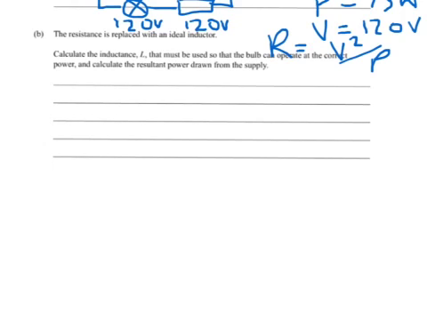So B, we've got the resistance replaced, this time with an ideal inductor. We have to calculate the inductance that must be used so that the bulb can operate at the correct power, and calculate the resultant power. So same thing as the question above, except this time we're calculating the inductance and the power from the supply.